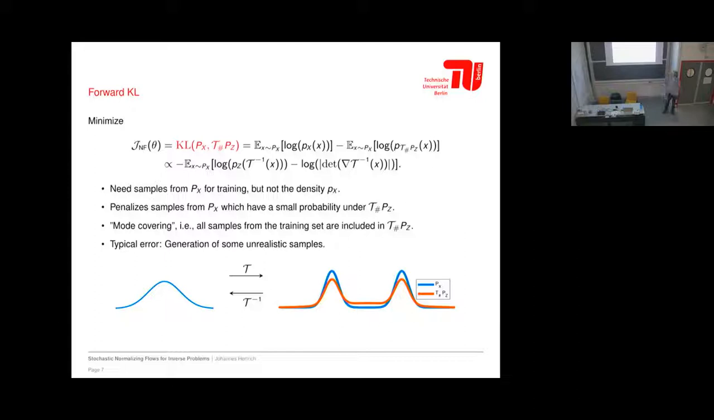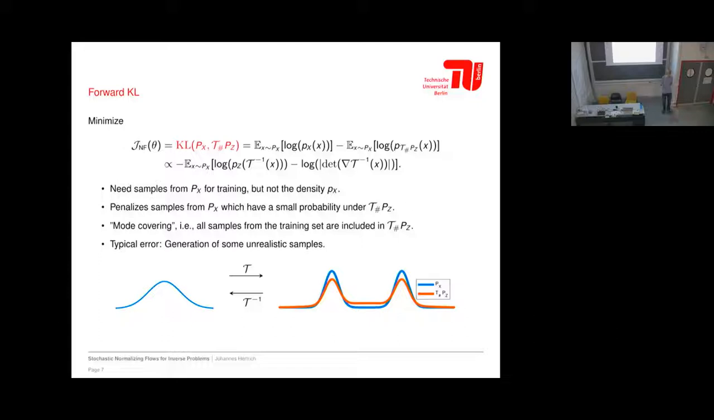And one can see in this loss function that it penalizes samples from our data distribution which have a small probability under our reconstruction. So in fact, what will happen is that our reconstruction will contain all samples from our original distribution, but we do not penalize the generation of unrealistic samples. So if I have such a multimodal distribution, a typical error will be that I have some mass in between if I reconstruct it with a normalizing flow.